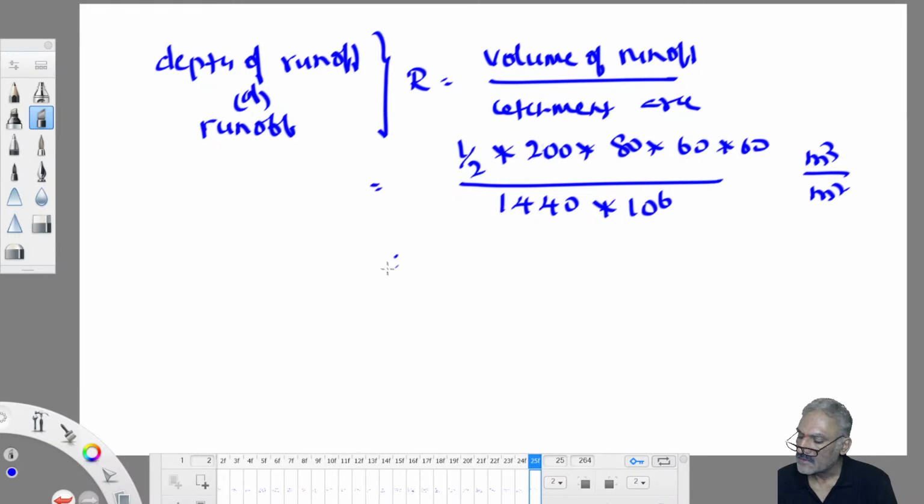So let me work out. Without a calculator also you can manage. It's not a difficult thing. Okay, 100 into 80 into 60 into 60.